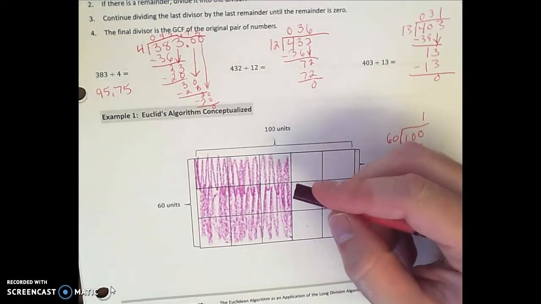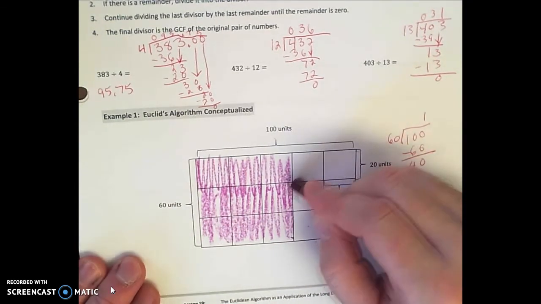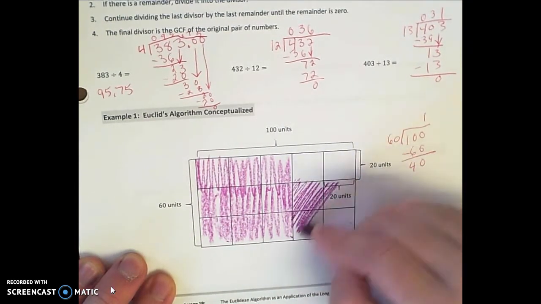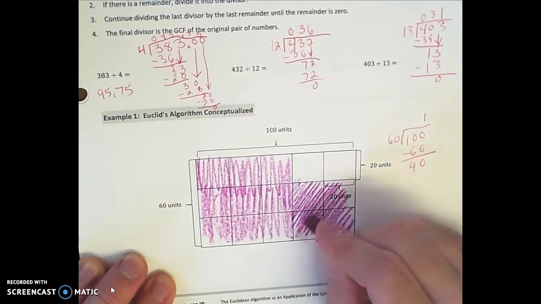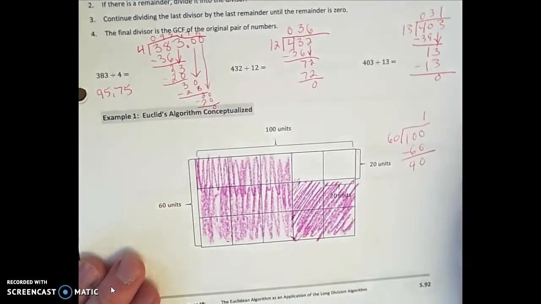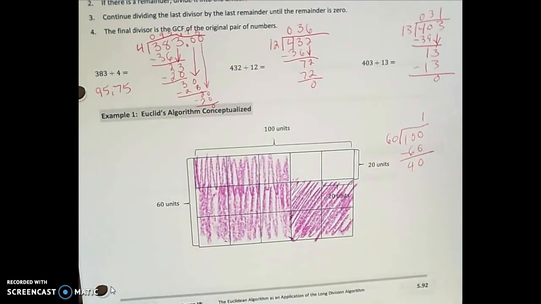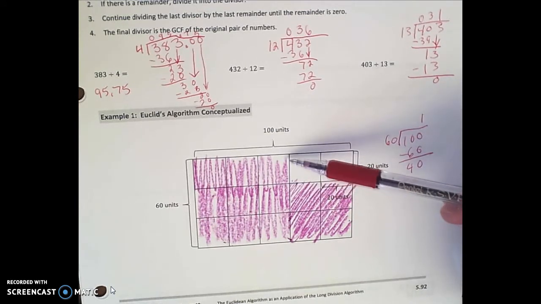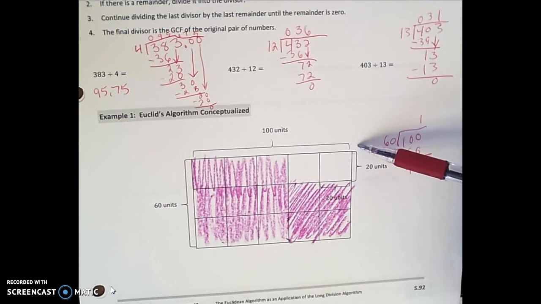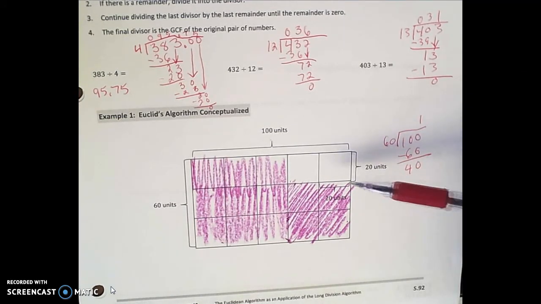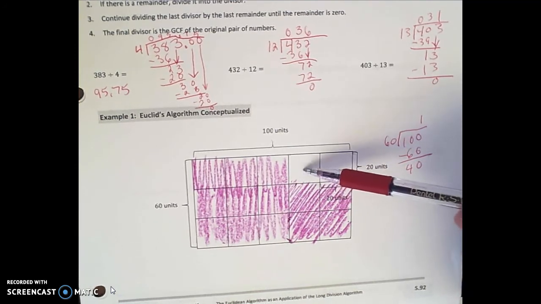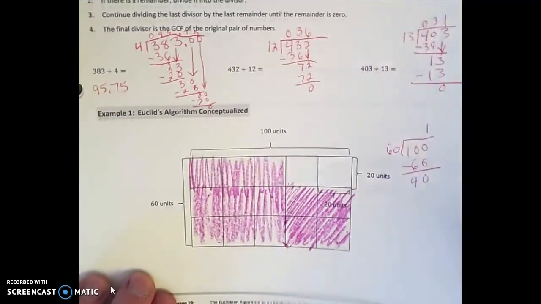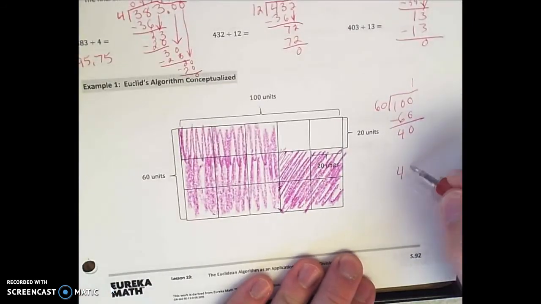Okay. So now we shade in 40 by 40. I'll shade it in a slightly different direction so we can see how it's different than our first step. So now we look at what is the leftover area. So the leftover area now is 20, and we still have 40 over here. So now we think, what's the largest square tile that we can fit in the leftover area? So in this case, it's 20 by 20. So we think we're doing 40 divided by 20.